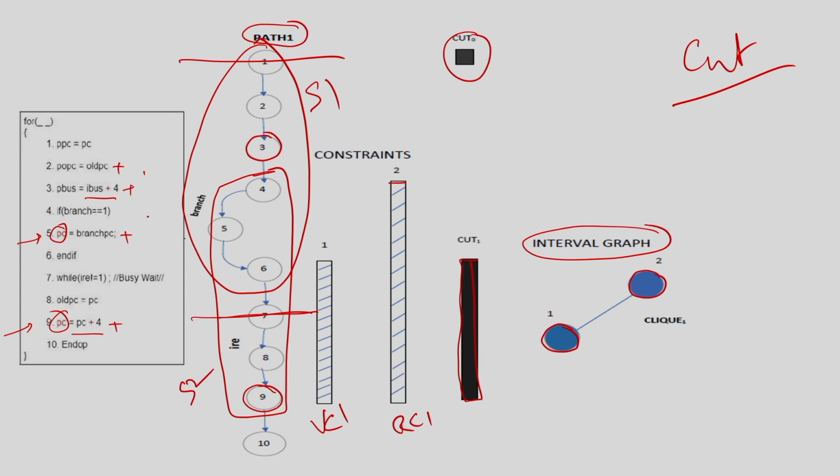Okay. And now, I am going to add an edge here if these two have an overlap. Since these 2 constants are overlapping, I will have an edge. So, this way I am going to construct an interval graph from these constants.